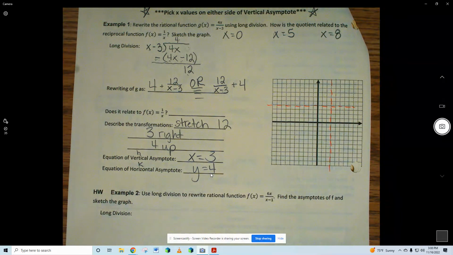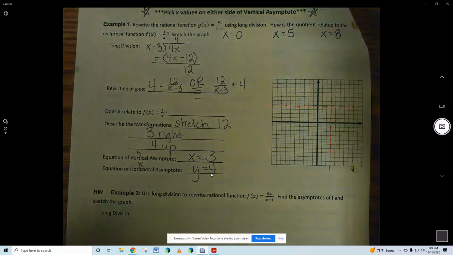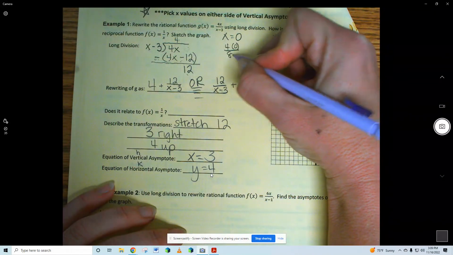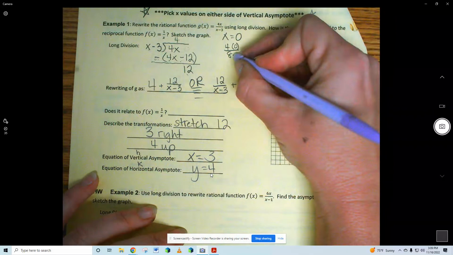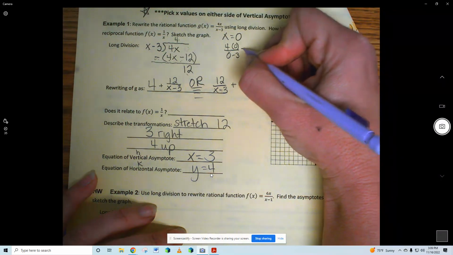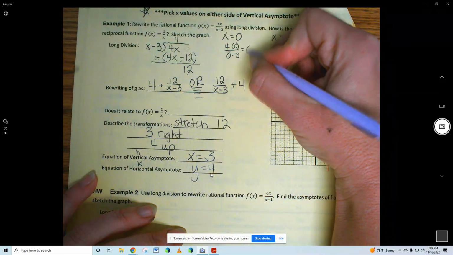Okay. So, plug it in. That wasn't very fun. Let's see, 4 times 0. I thought 8 would be a good choice. So plug in 0. 4 times 0, 0 minus 3. That's 0.